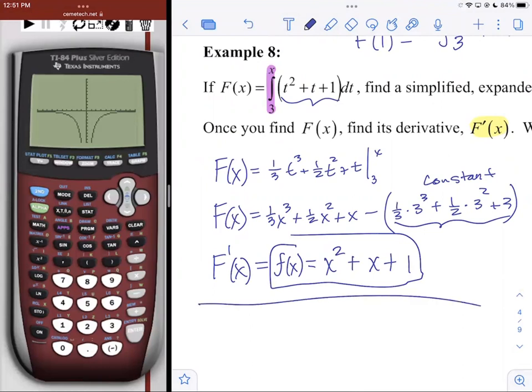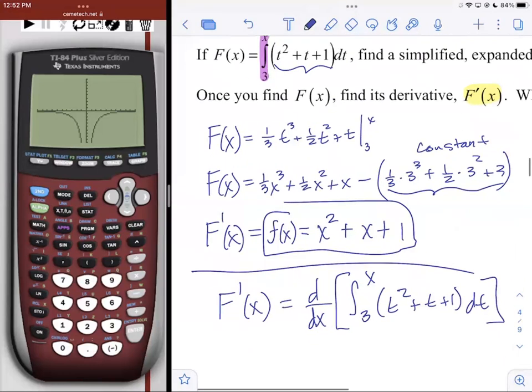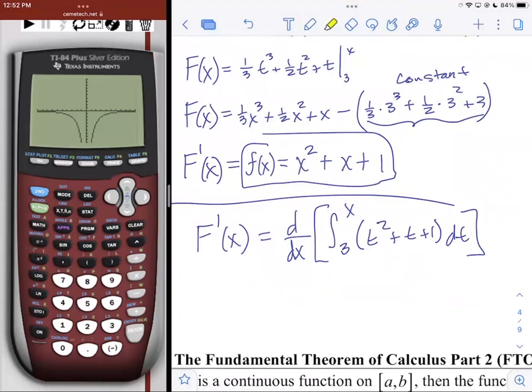Here's my question. If I told you that I wanted to find f prime of x in the very beginning, that would be the derivative of the left side. I can write it like this on the right. I can write it as the derivative with respect to x of the integral from 3 to x of t squared plus t plus 1 with respect to t. If I would have told you in the very beginning that my intentions were to take the antiderivative and then turn around and undo it by taking the derivative, by taking the derivative of the integral, is there any way you could have predicted what the answer would have been without having to actually do the work?